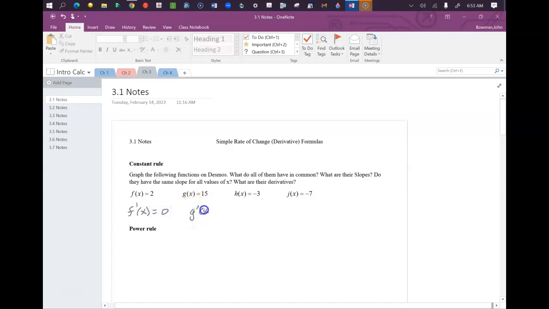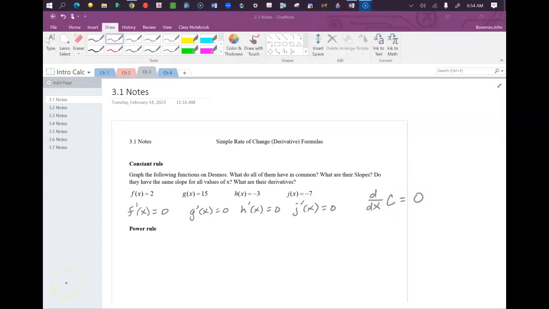G prime of x is equal to 0, h prime of x is equal to 0, j prime of x is equal to 0. So d dx of a constant c is equal to 0.